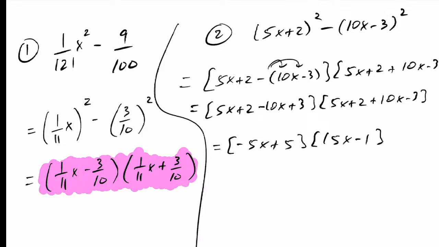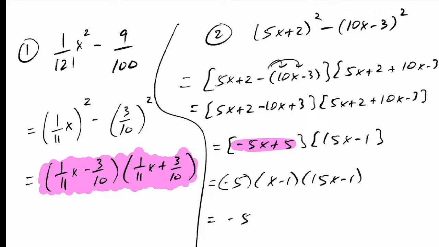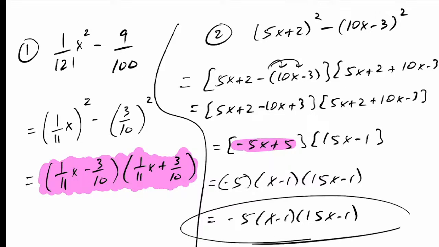So now this is kind of like the quiz where there's a common factor here. So I should factor out a minus 5 out of here. I'll be left with x minus 1. And there's nothing to factor out of here. So this becomes minus 5, x minus 1, and 15x minus 1. Good. Well, I'll probably put one of those on the test tomorrow.